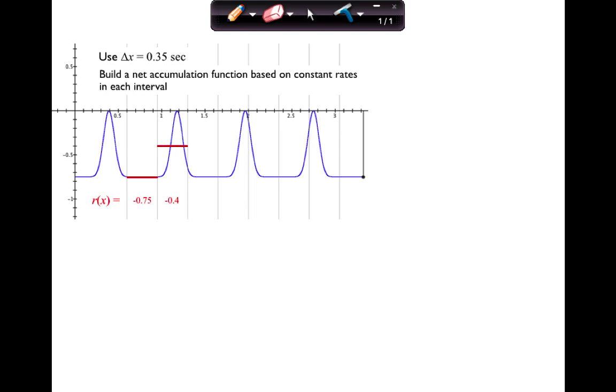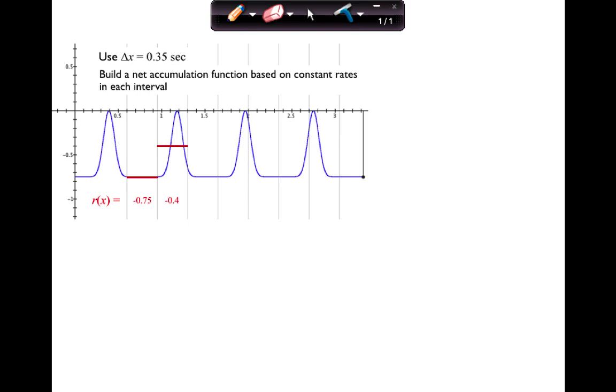So do you see what I'm doing? I'm creating a new function out of constant rates that's trying to be like the blue one. That's the best that we can do, right? So I only get one rate in that second interval, so I'm going to say negative 0.4 is like the best I can do to mimic that wildly changing rate.